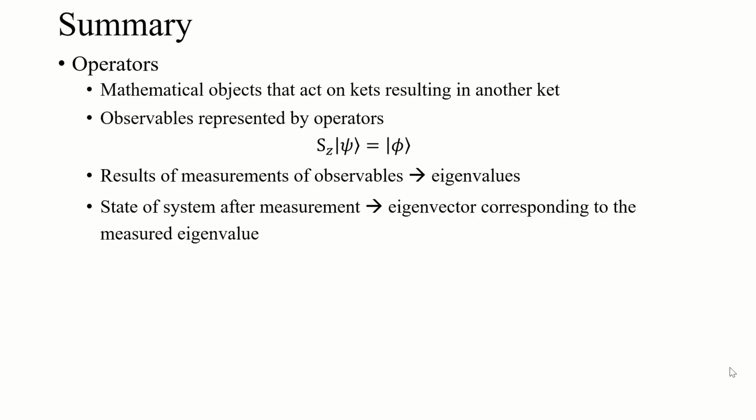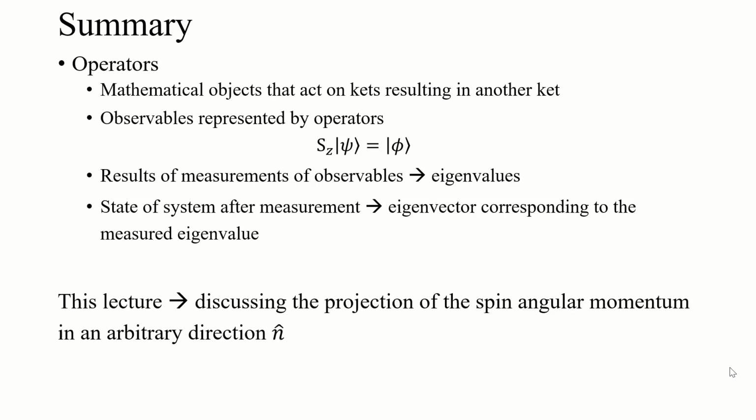Today, we've discussed the spin angular momentum. We've looked at it primarily in the z direction, but we've also discussed the x and the y components, or projections, of that spin angular momentum. Today, we're just going to go through the case of the spin in an arbitrary direction n.